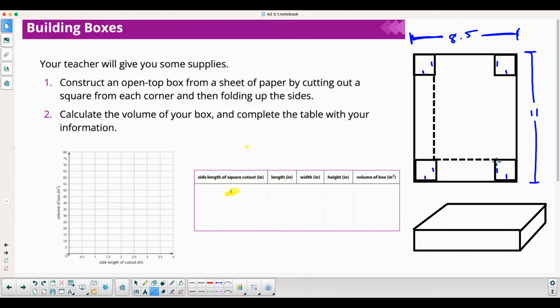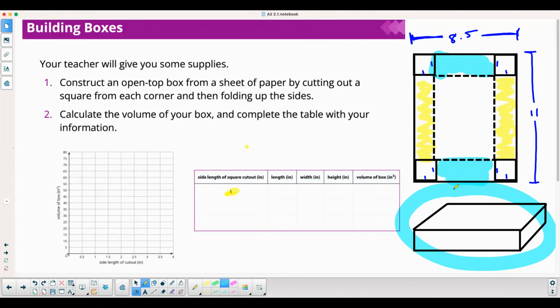you're going to cut out those corners, and these dotted lines are going to be the folding lines, and these pieces right here are going to all get folded up. So I'll use some colors here. These get folded up. These get folded up. Okay, and then the little squares that we drew get thrown out. So we get a box down here that looks like this.